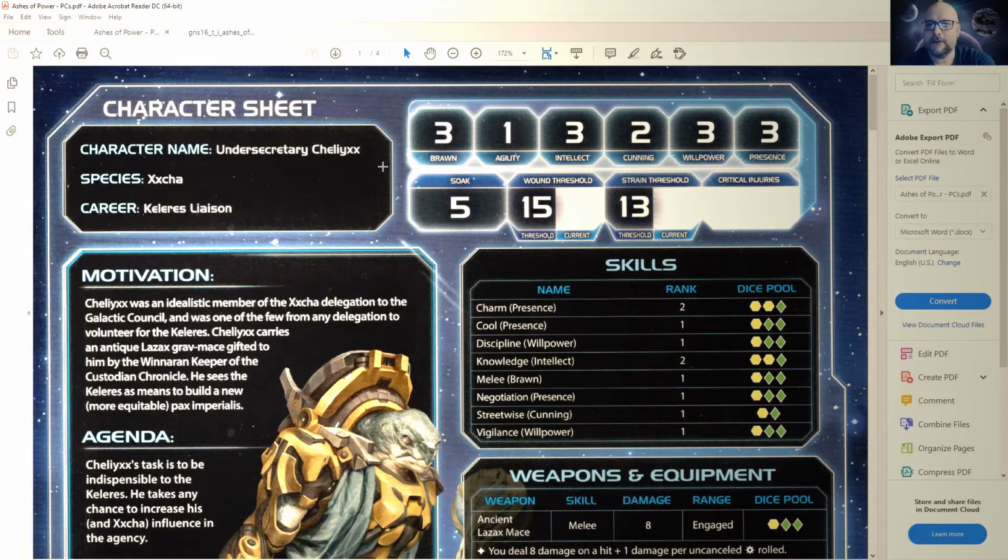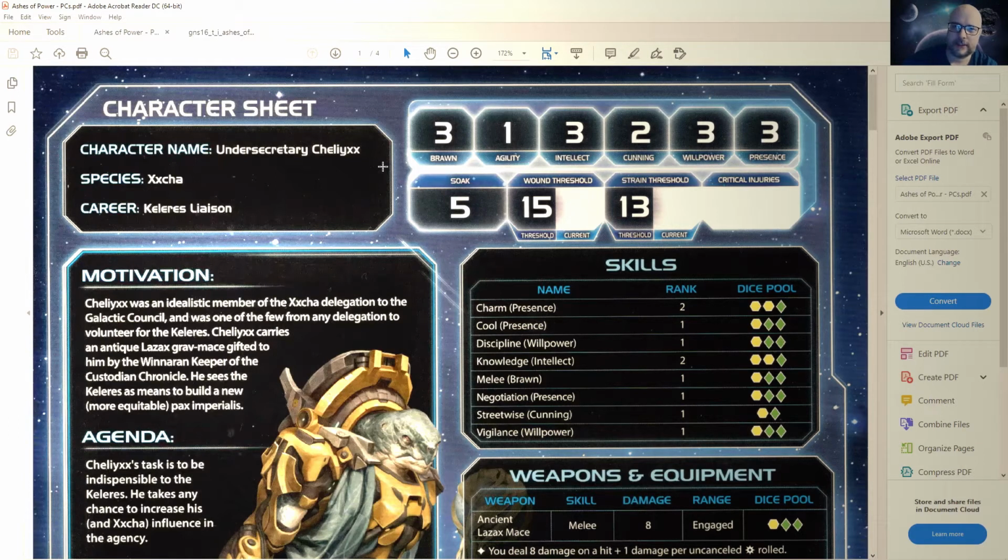And then these 3 other stats have moved up 1 each. So that would cost 30, 60, 90. So exactly 90 was spent on raising these other 3 stats. So you can see the starting stats would have likely been 2, 1, 2, 2, 2, 3 with 90 XP. So if you're starting an Xxcha at ground level, that's probably what I would do.